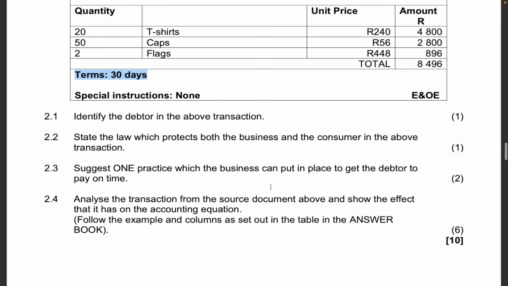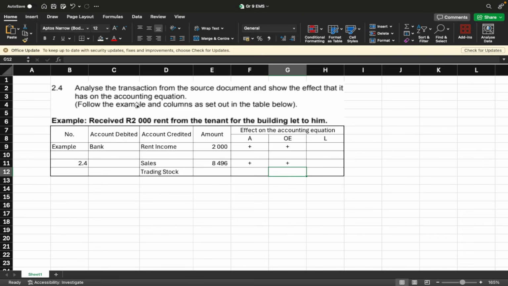Now 2.4, analyze the transaction from the source document above and show the effect that it has on the accounting equation. Follow the example and columns as set out in the table in the answer book. And so I've just copied the table in the answer book, and here it is for 2.4, and we're told that we should follow the example and columns as set out in the table below, and I did copy the table. And we're given an example here.